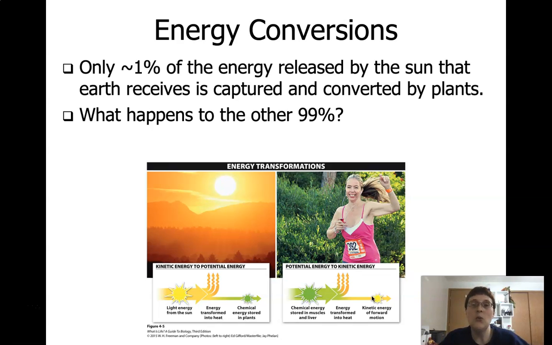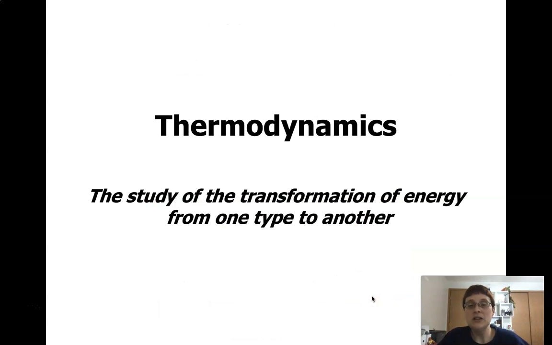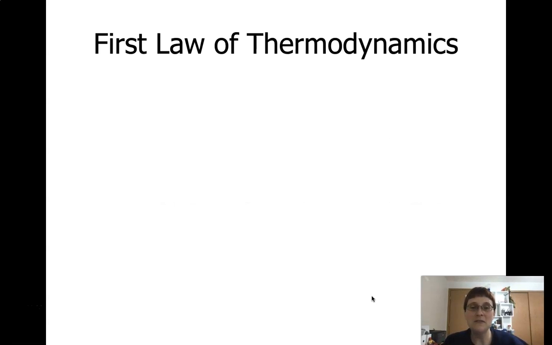All right. So why is this? We're going to talk a little physics. Right? So yeah, it's biology, but you've seen we've already talked some chemistry. Now we're going to talk some physics. And so the physics we're going to talk about is thermodynamics. And so this is the study of transformation of energy from one type to another. So what happens when we go from kinetic to potential, or potential to kinetic, right? So the first law of thermodynamics, we're just going to talk about two of them, right?